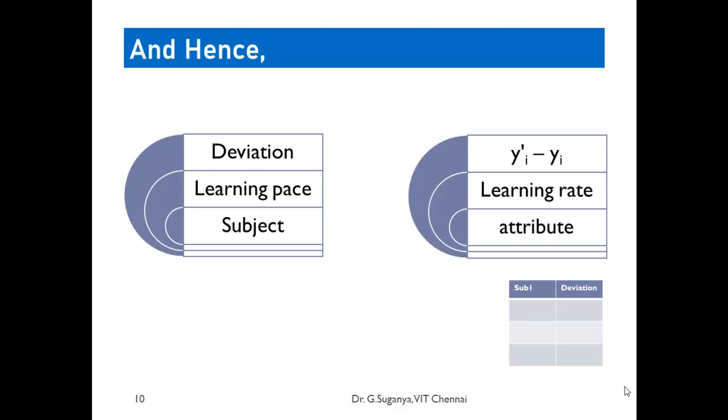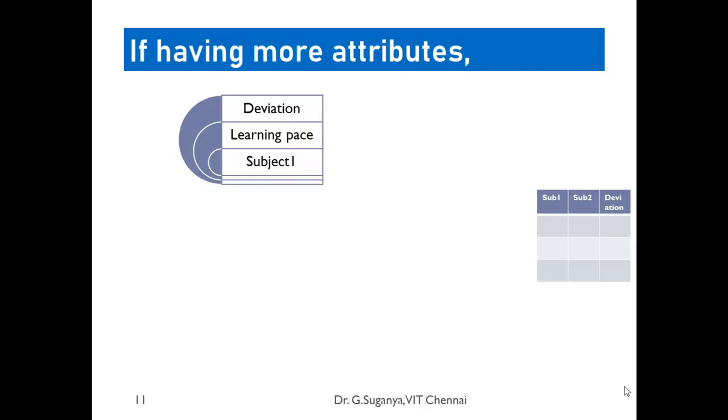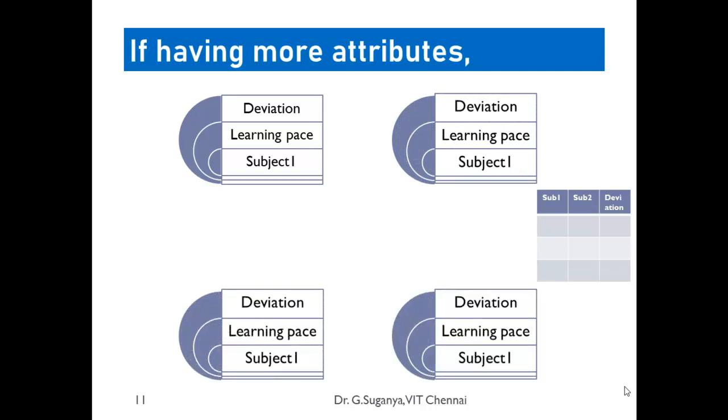But it's a fact that only one subject will not always be there, and hence we'll have multiple subjects, right? Let's say for example this diagram shows you have two subject marks and the deviation. How will you obtain this deviation? You have to find the deviation in each and every subject, sum it up, find the mean, and that becomes your final deviation. So here you will have the same kind of learning rate for subject 1, subject 2, subject 3, and subject 4.